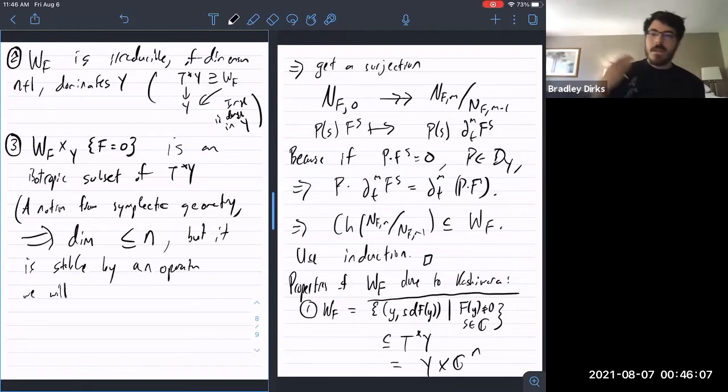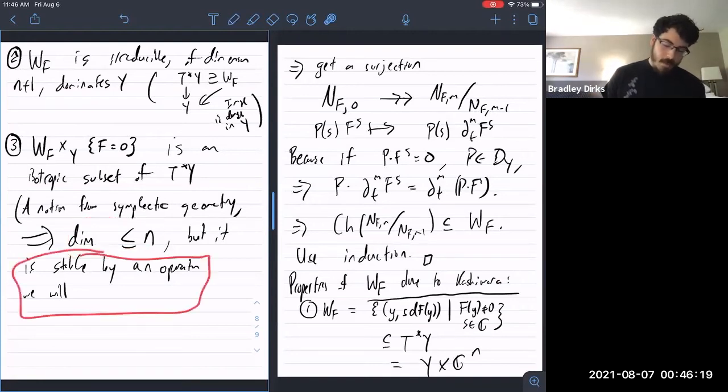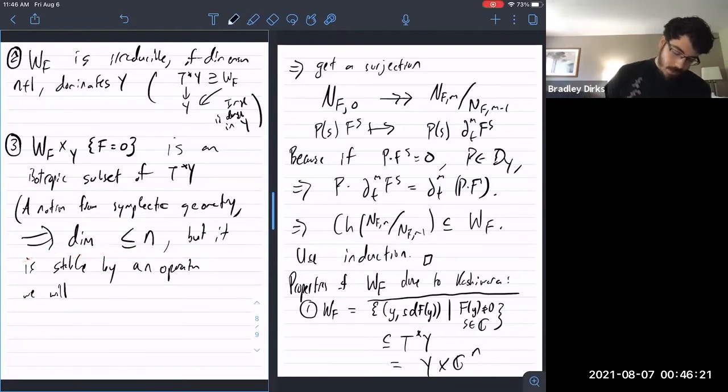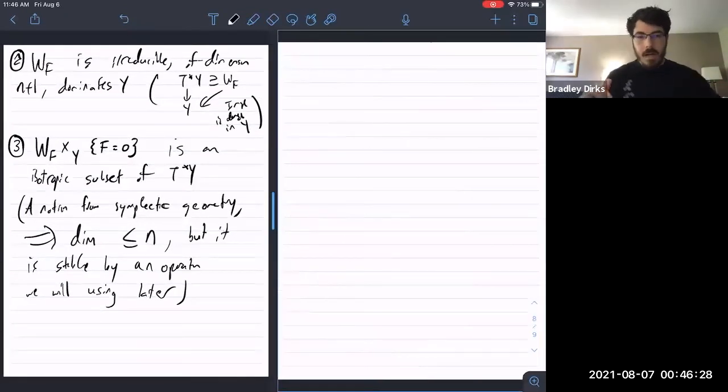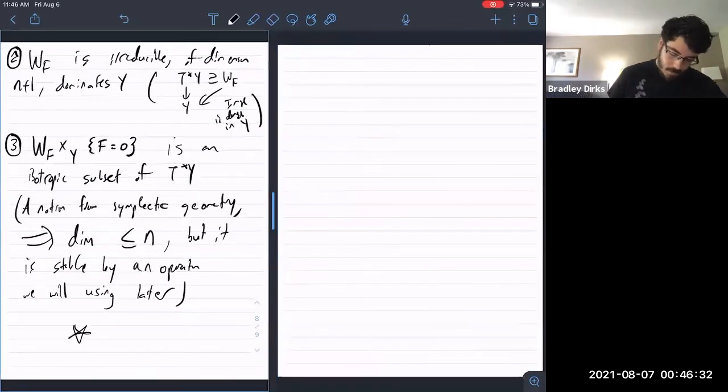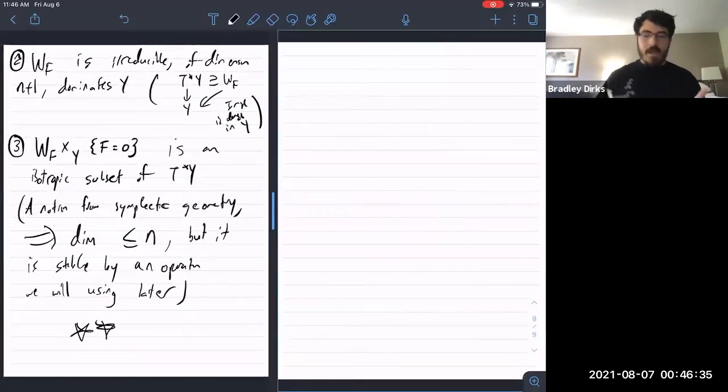So we need this stronger version to actually conclude something has dimension less than or equal to n. The operation we do later doesn't automatically preserve this property, but it does preserve the stronger property, which is what we're going to be interested in. The operation is a bit complicated, but this number 3 is the important part. So we need a stronger version of having small dimension, and it comes from this notion from symplectic geometry.